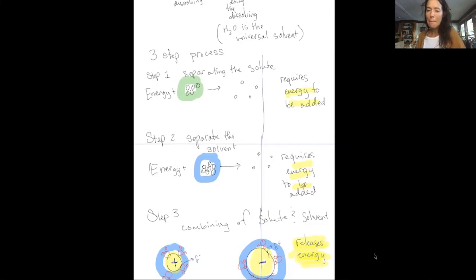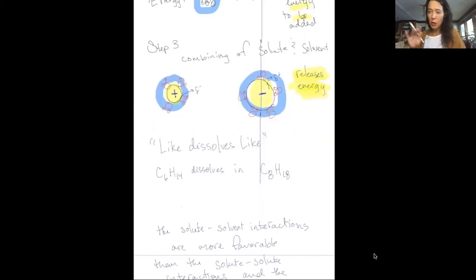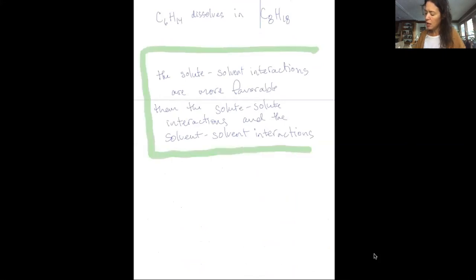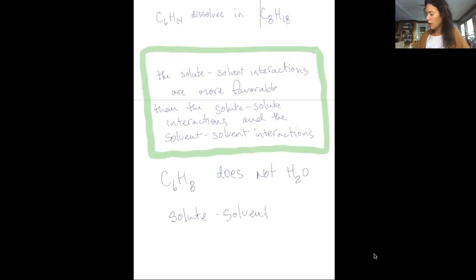Okay. I think if you don't understand what I just said right now, what you do need to understand, because I will elaborate more on that in a different unit, is how to explain this on a molecular particulate level. If we were to say that hexane does not dissolve in water, right? Well, then we would say that the solute-solvent interactions are less favorable.